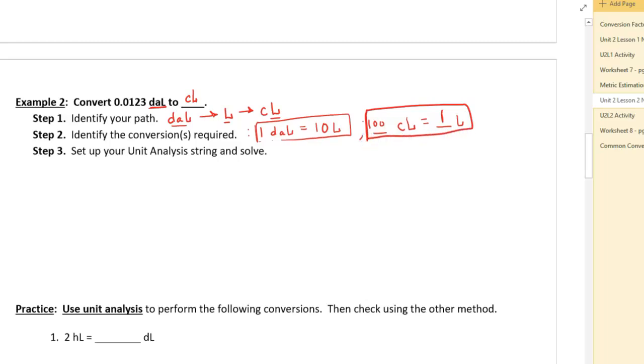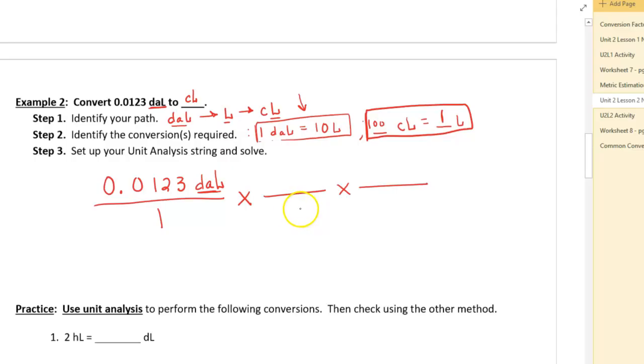So now we're going to do our string. We start with our given 0.0123 decaliters. Don't leave out that unit. That's what drives the rest of your work. This wasn't a compound unit or a compound fraction, so we're just going to put it over 1. We're going to have two fractions. What goes next has to have decaliters in it. So I'm going to use this puzzle piece. And where do I put decaliters? That's right, I'm going to put it in the bottom. So 1 decaliter is equal to 10 liters.